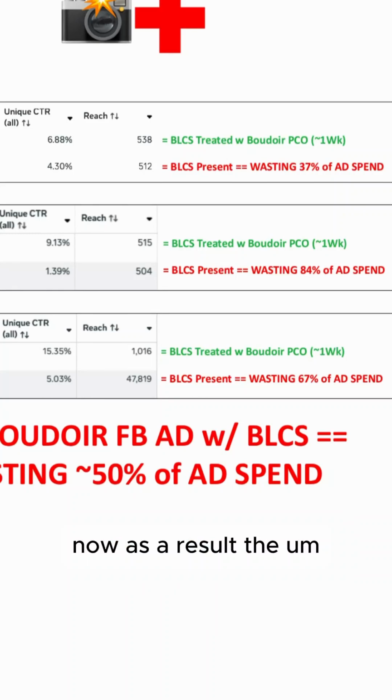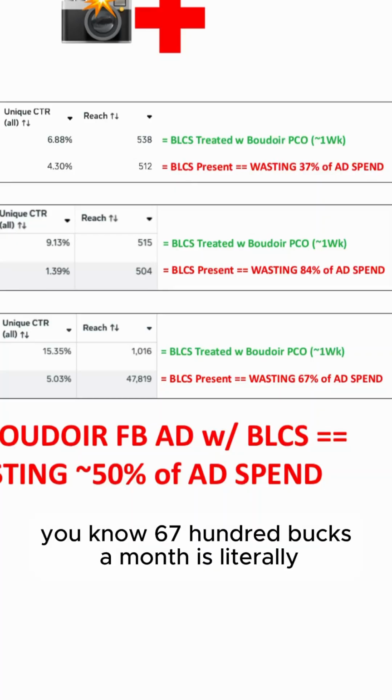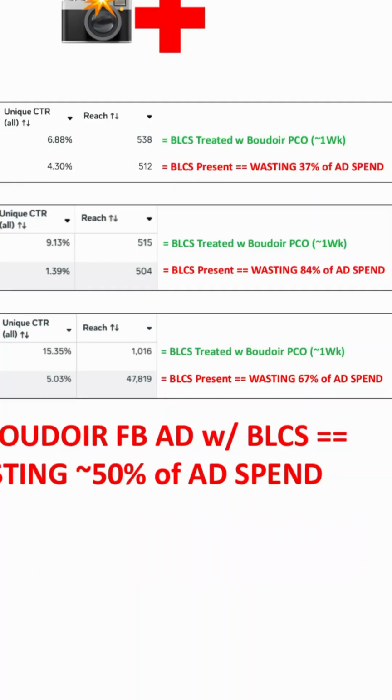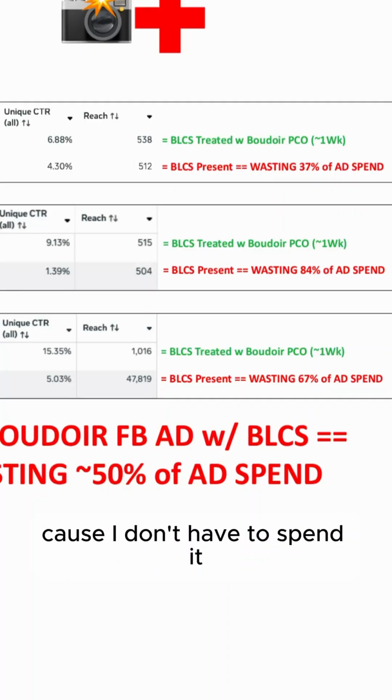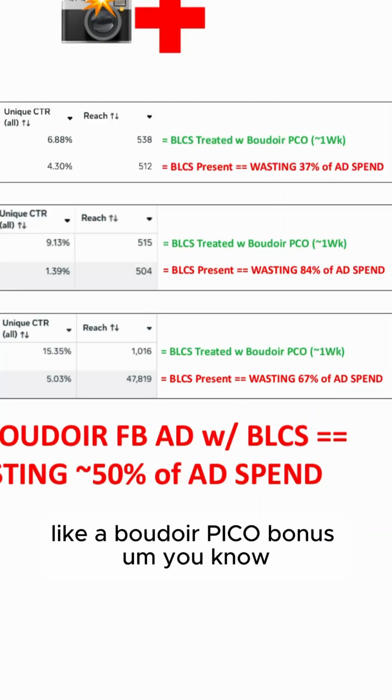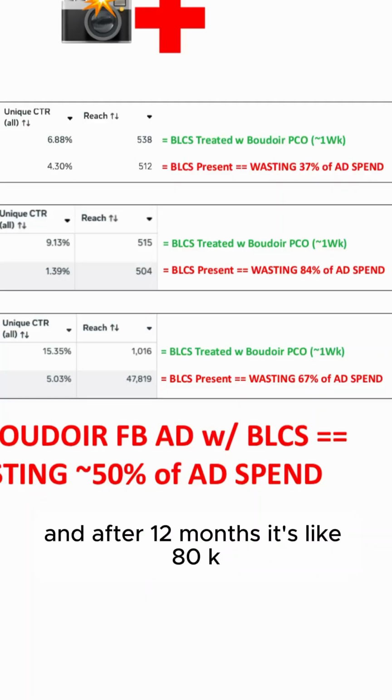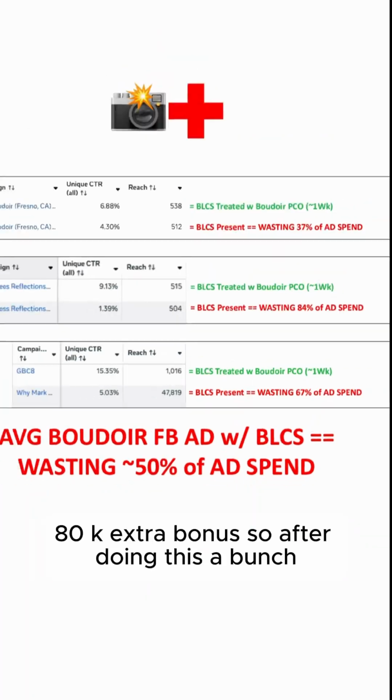Now, as a result, the $6,700 a month is literally back in the boudoir photographer's pocket because they don't have to spend it. Like a phantom bonus, like a Boudoir Pico bonus. And after 12 months, it's like 80K extra bonus.